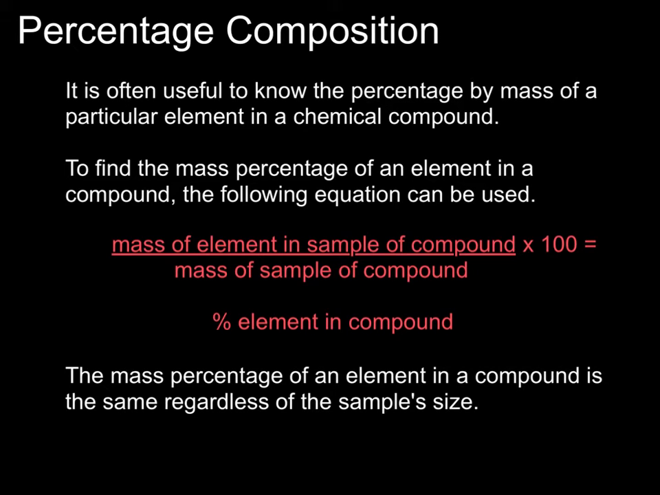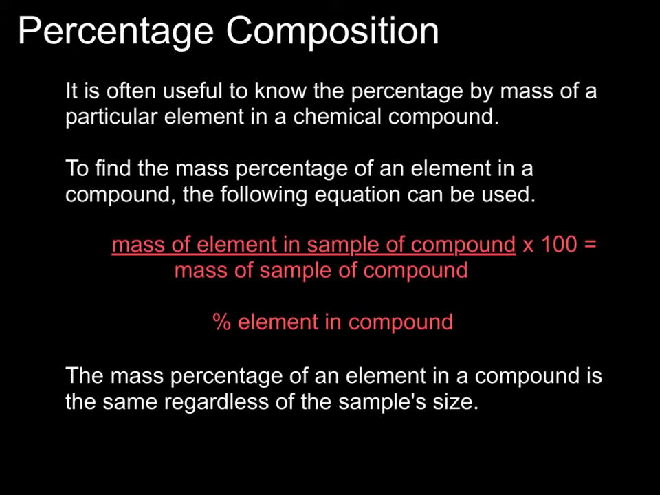Percent composition is useful because it's helpful to know the percentage by mass of a particular element in a chemical compound. So to find the percent mass, you're going to use this equation where you take the mass of the element that's in the sample divided by the total mass of the sample times 100. And that gives you the percent of the element that's in the compound. So it's a lot like, as I mentioned before, finding your grade in class. Like if you have a 60%, it means you have 60 parts out of 100, and that's how you get your percent. We're going to find the percent composition for a compound in a similar manner.